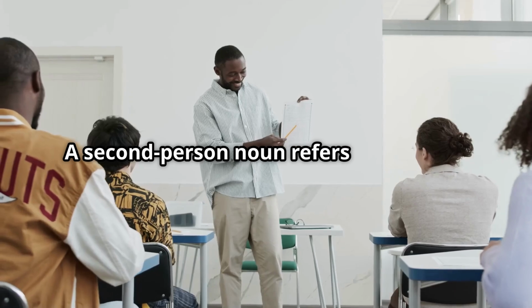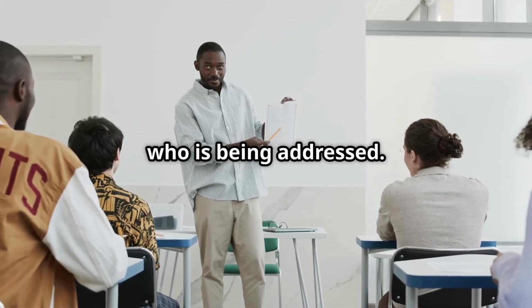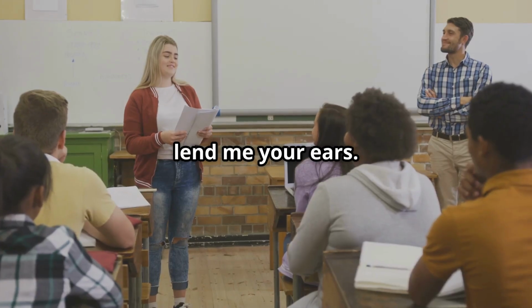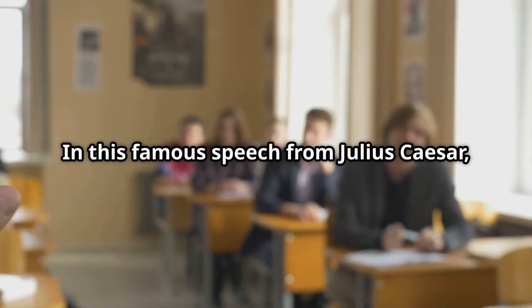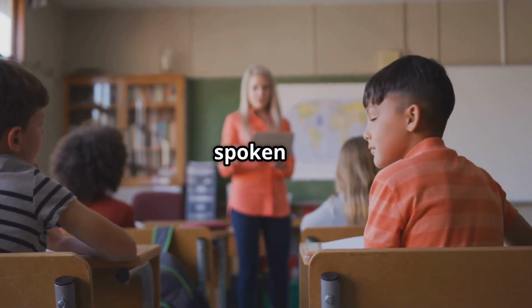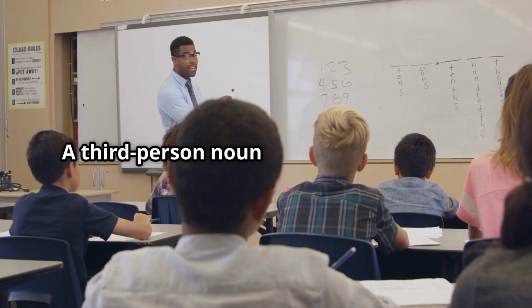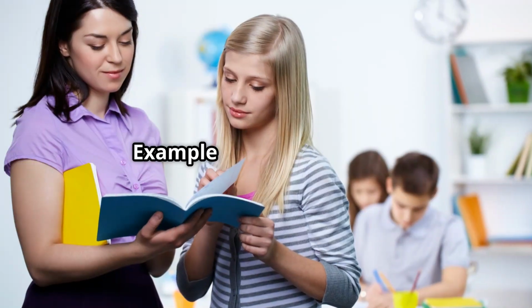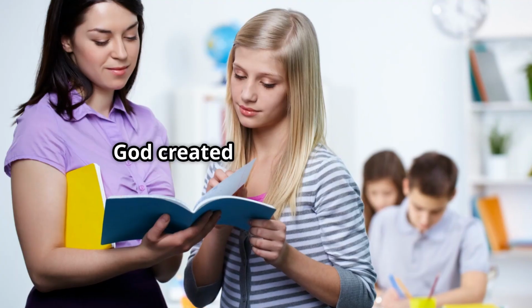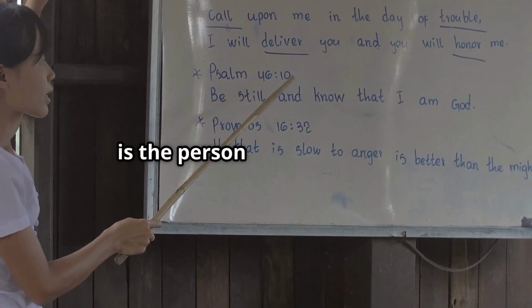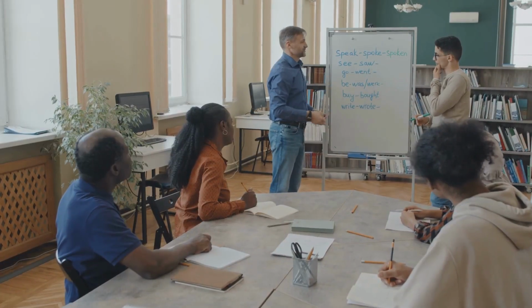A second-person noun refers to a person who is being addressed. Example: friends, Romans, and countrymen, lend me your ears. In this famous speech from Julius Caesar, the nouns friends, Romans, and countrymen are in the second person because they name people who are being spoken to. A third-person noun refers to a person or thing being spoken about. Example: in the beginning God created the earth and sky. The noun God is third person because he is the person being discussed.